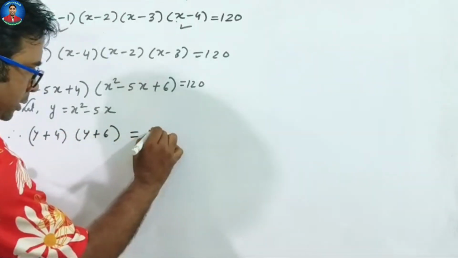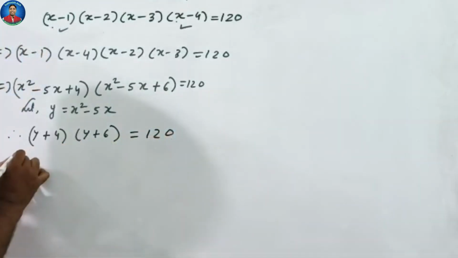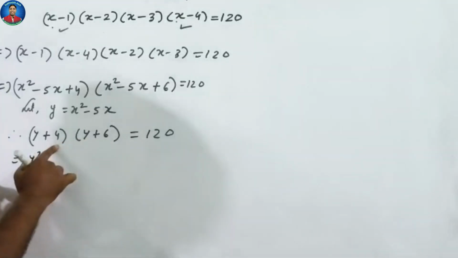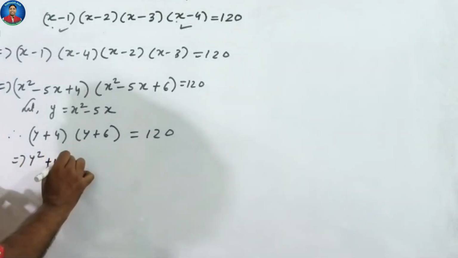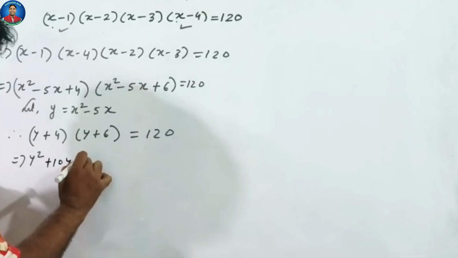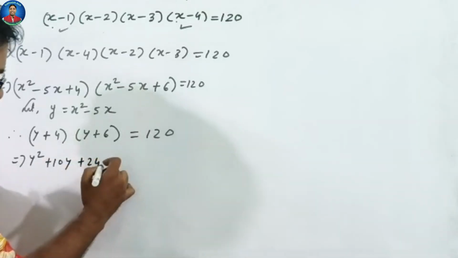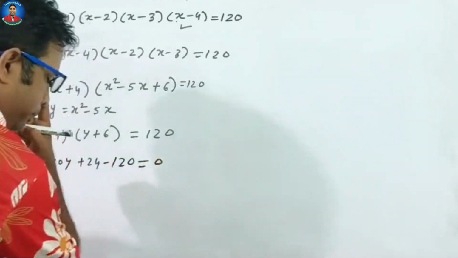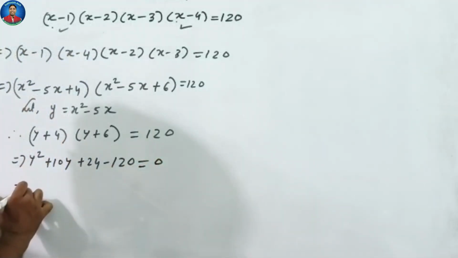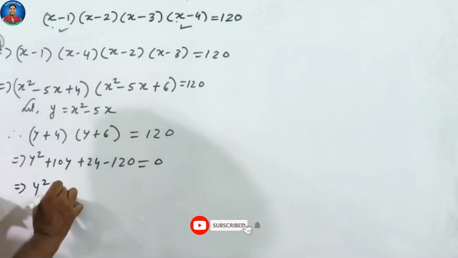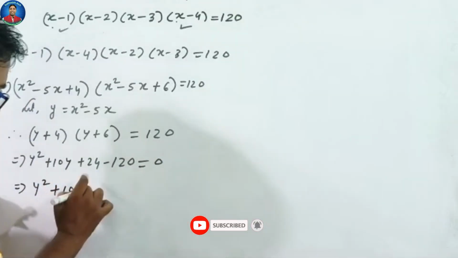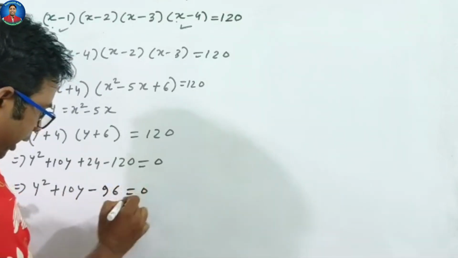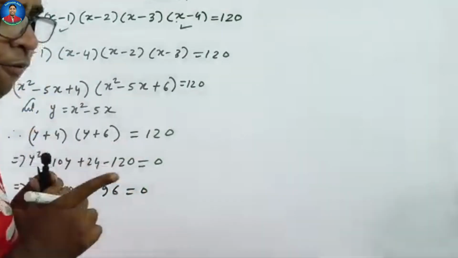Let us multiply this part again. So if we multiply it, what we shall get? y square, 4y plus 6y, that is 10y. And this is 4 6 24. If we shift this 120 here, it is minus 120. Okay. Now, this can be written as y square plus 10y, 24 minus 120 is minus 96. Again, we shall apply middle term factor.